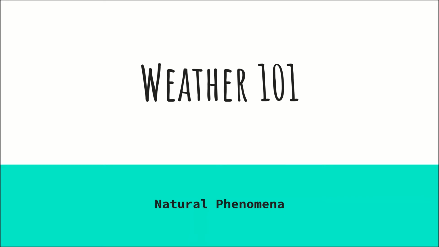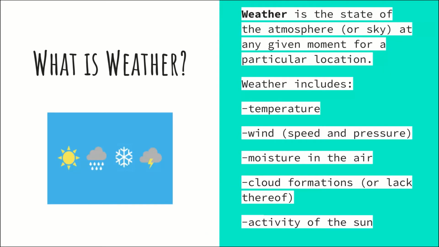So weather is an ongoing natural phenomena. That means it occurs in nature, and there actually are some human impacts that affect weather, and we're going to discuss that in the next few lessons, okay? So let's go over weather. What is weather? Well, to put it simply, weather is the state of the atmosphere or sky at any given moment for a particular location.